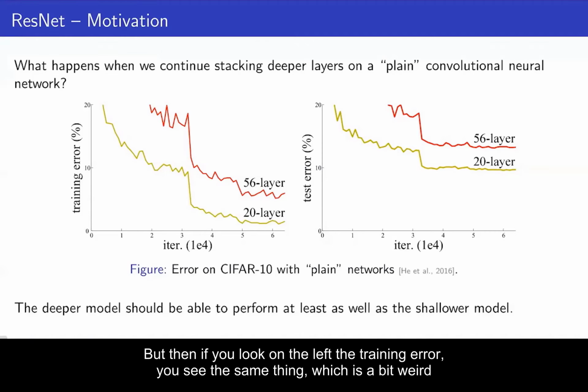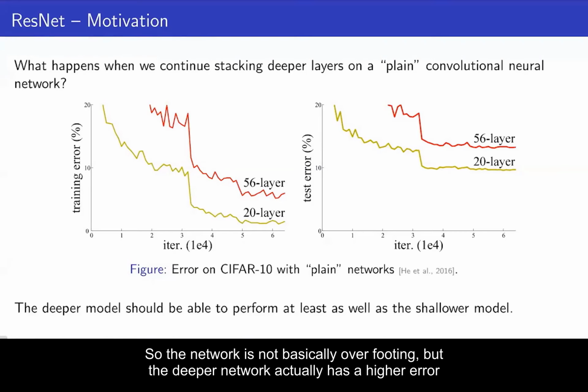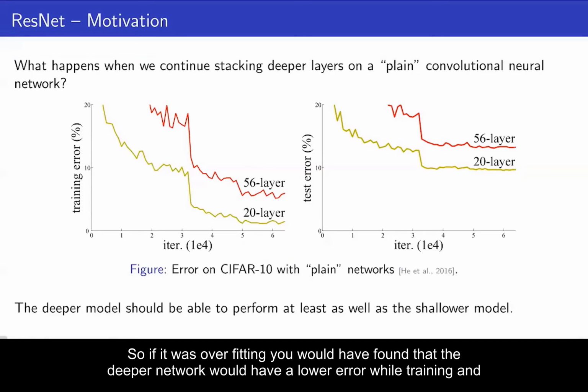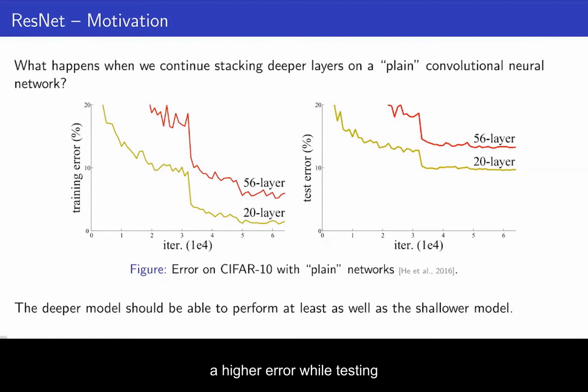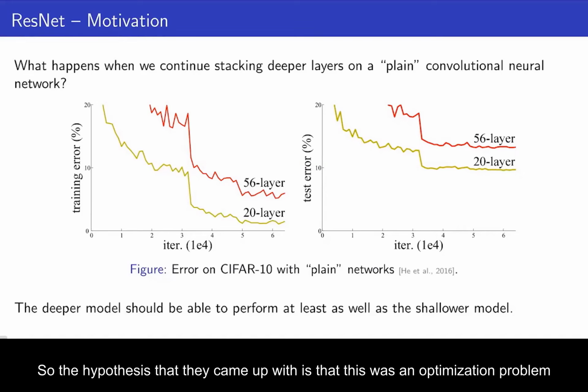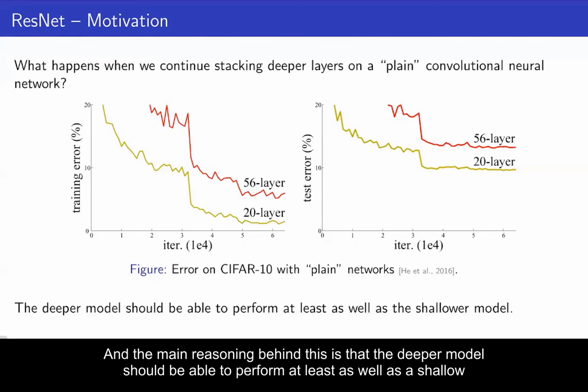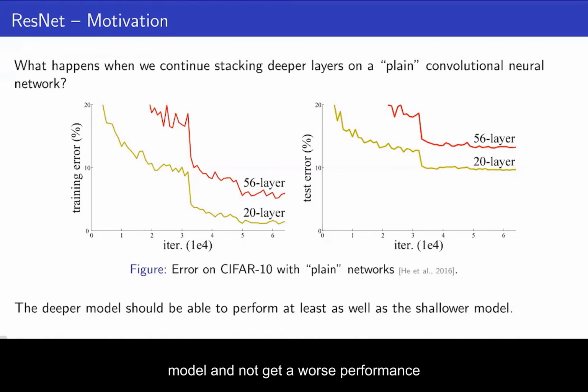But then if you look on the left, the training error, you see the same thing, which is a bit weird. So the network is not basically overfitting, but the deeper network actually has a higher error. If it was overfitting, you would have found that the deeper network would have a lower error while training and a higher error while testing. So the hypothesis that they came up with is that this was an optimization problem. Deeper networks are harder to train than shallow networks. And the main reasoning behind this is that the deeper model should be able to perform at least as well as a shallow model and not get a worse performance.